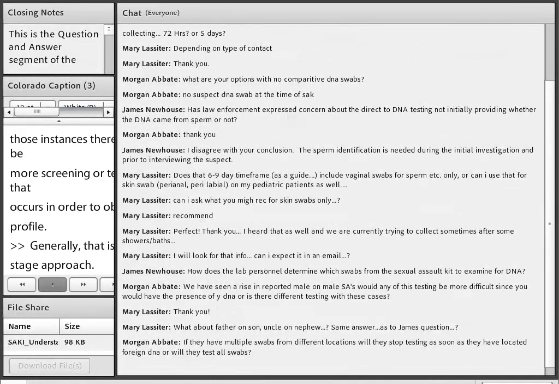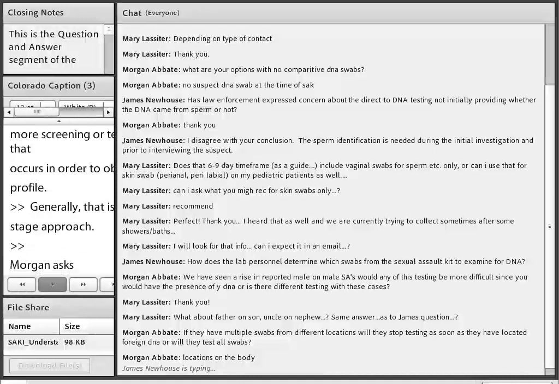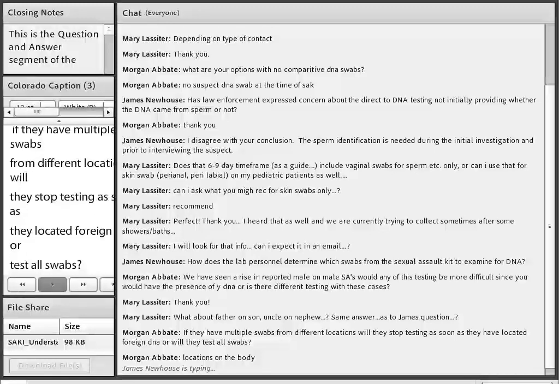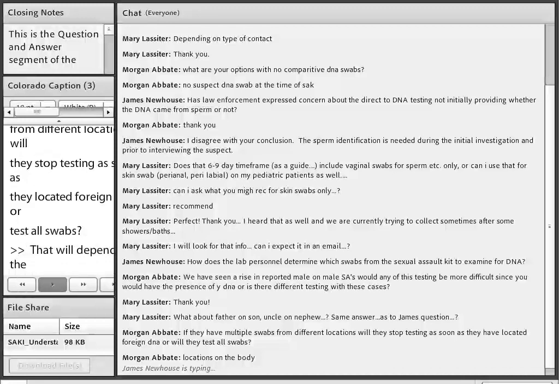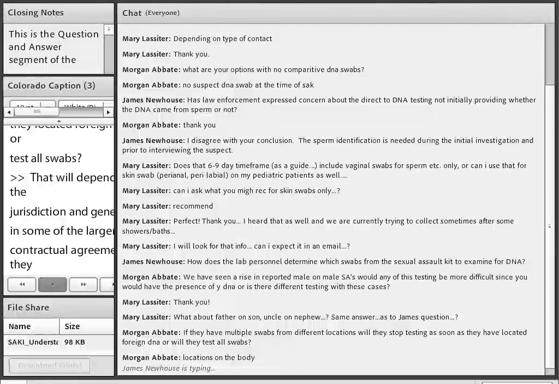Morgan asks, if they have multiple swabs from different locations, will they stop testing as soon as they have located foreign DNA, or will they test all swabs? That's going to depend on the jurisdiction. Generally, in some of these larger contractual agreements, they'll screen 3 and they'll test 1 most probative sample. If they obtain a foreign DNA profile, then they stop. In some places, they're going to test all samples no matter what.